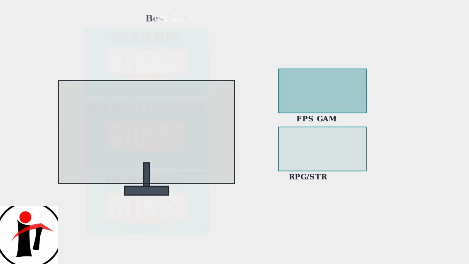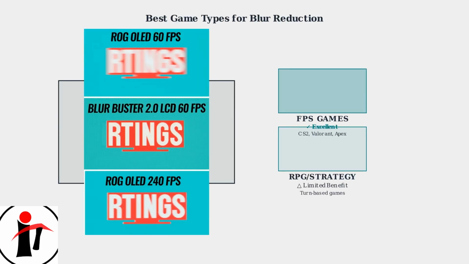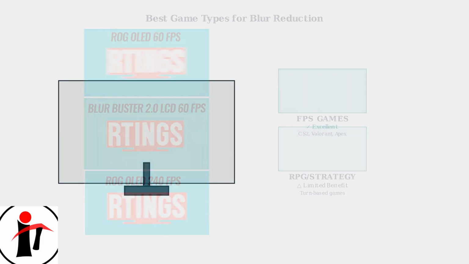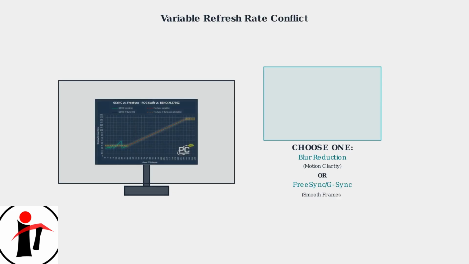Blur reduction works best for fast-paced first-person shooters like Counter-Strike 2 and Valorant. These games benefit most from improved target tracking and reduced motion blur during quick movements. Important limitation: blur reduction typically disables variable refresh rate technologies like FreeSync and G-Sync. You'll need to choose between smooth adaptive sync or motion clarity.